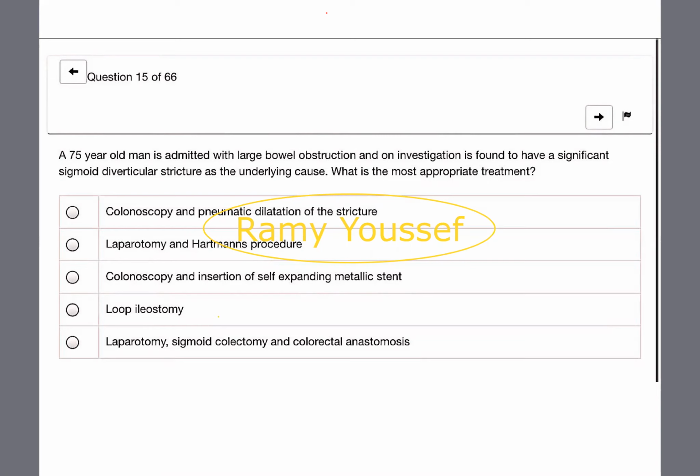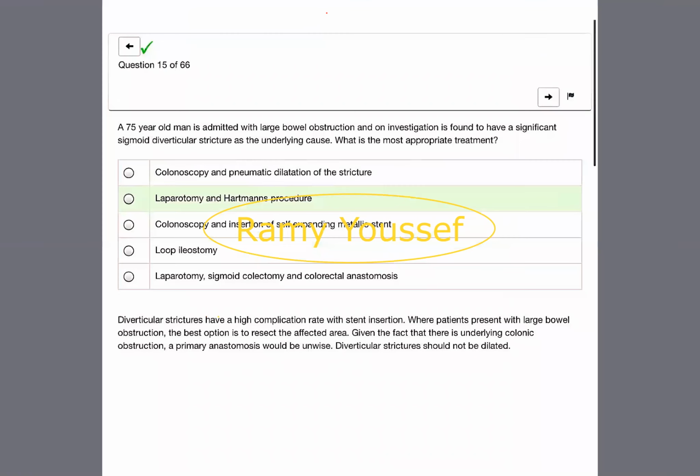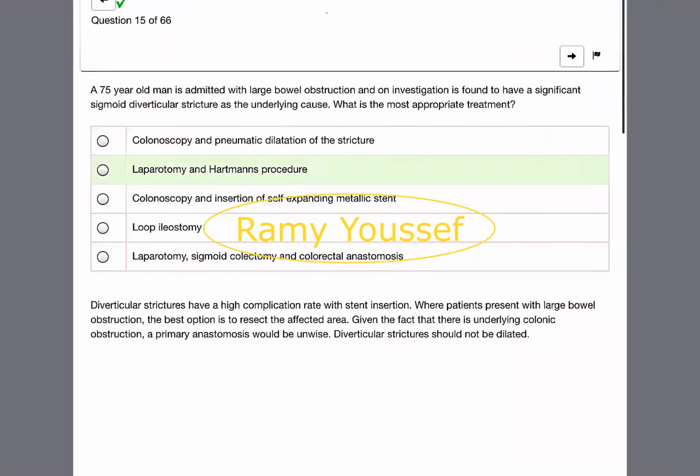Okay, and Hartmann includes both operations, which means the removal of the stricture segment causing the problem, and closing the stump with an end colostomy. This is the meaning of Hartmann's, by the way. The stump is closed and an end colostomy is made. So it is laparotomy and end colostomy. Is it clear? Read the scenario again. Large bowel obstruction, significant sigmoid diverticular stricture. So it is stricture or cancer. Watch what I will do for an obstructed patient.